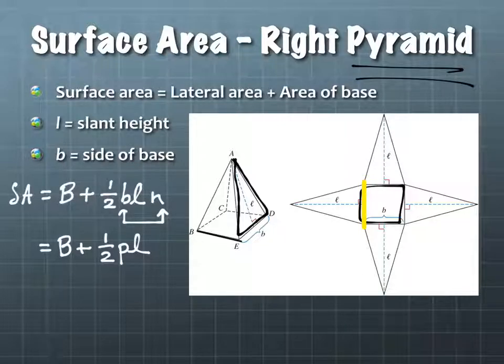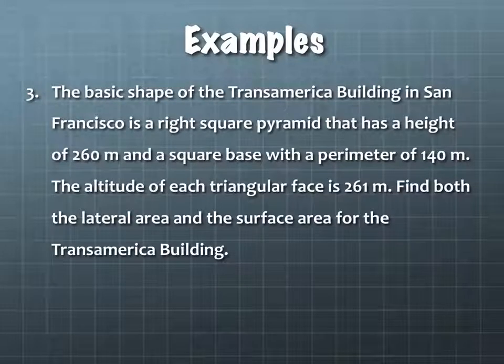All right, we're going to do an example. This is an actual building. The basic shape of the Transamerica building in San Francisco is a right square pyramid that has a height of 260 meters and a square base with perimeter of 140 meters. The altitude of each triangular face is 261 meters. Find both the lateral area and the surface area for the Transamerica building. If it helps you to draw a picture, by all means, draw a picture.